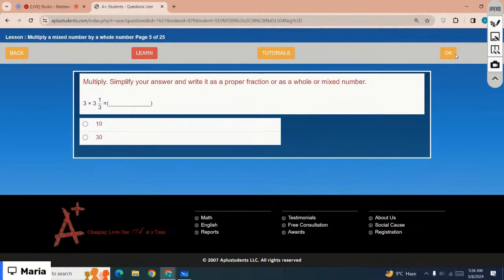Three times 3 whole 1 over 3, which is the correct option? Yes, the correct option is 10. Option number 1 is the correct option.